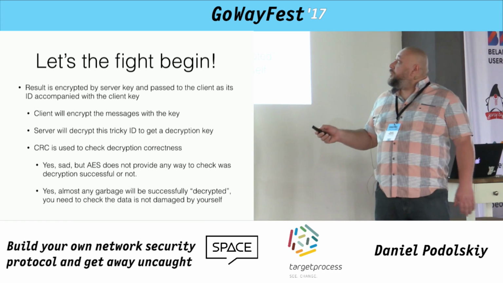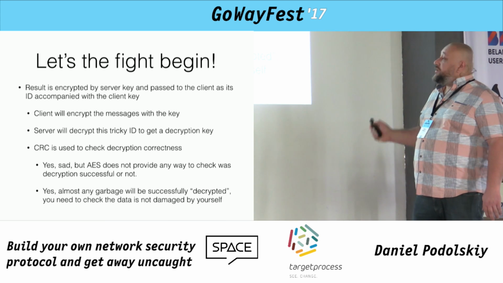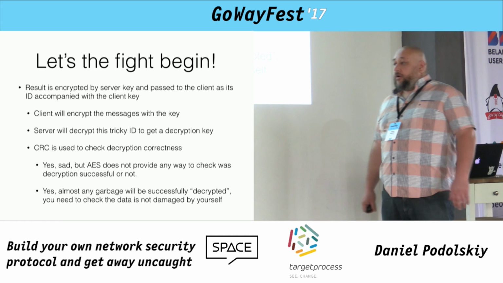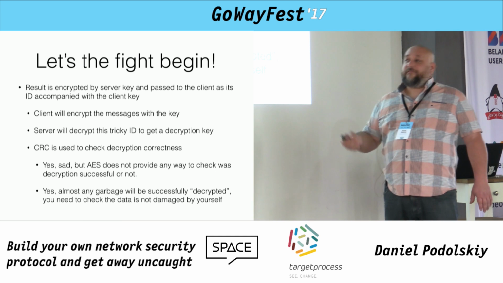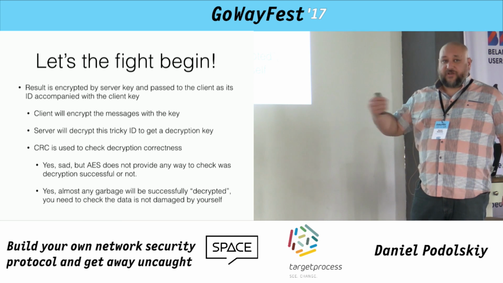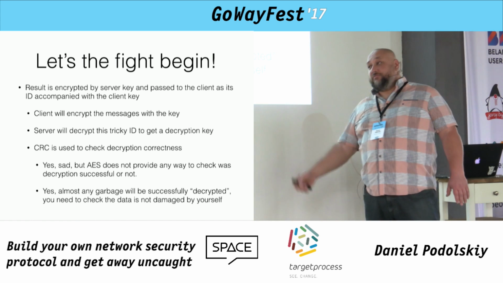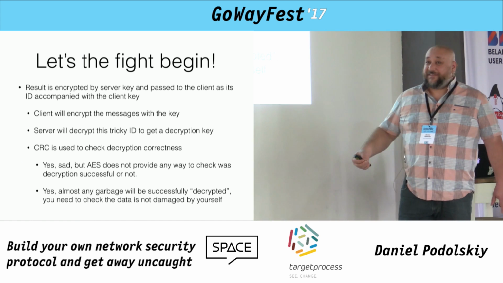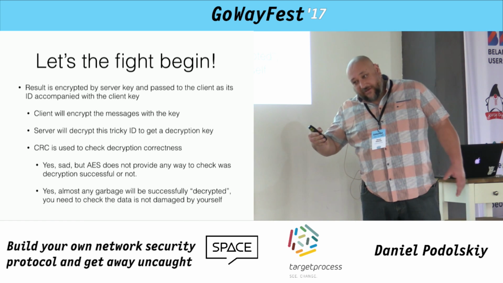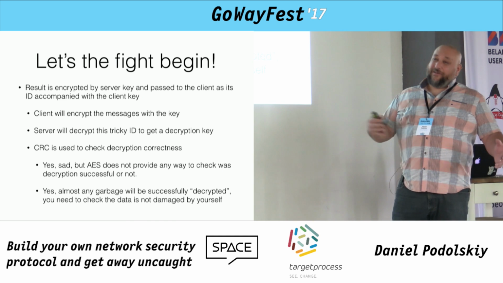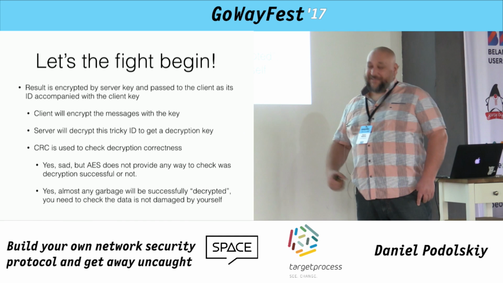How does it work? This tricky ID is used as the client ID. So we generate it on the server and pass it to the client, and the client then passes it to us in the following messages. We, using our server key, will be able to decrypt this tricky ID and get the user ID and the key which was used to encrypt the message passed to us with this tricky ID.